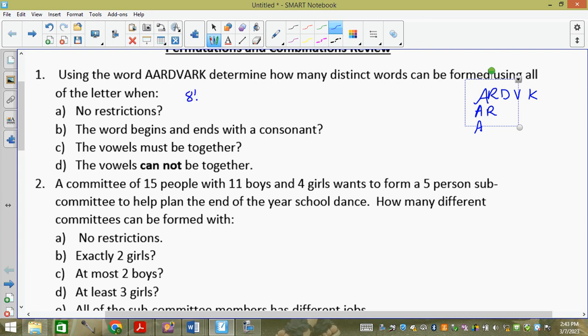8 factorial, and then I have to remember 2. Divide by 3 factorial, 2 factorial, and what do I get? Don't all answer at once. Remember fast answering. 3,360. 2360? Is that what you said? No, 3,360.